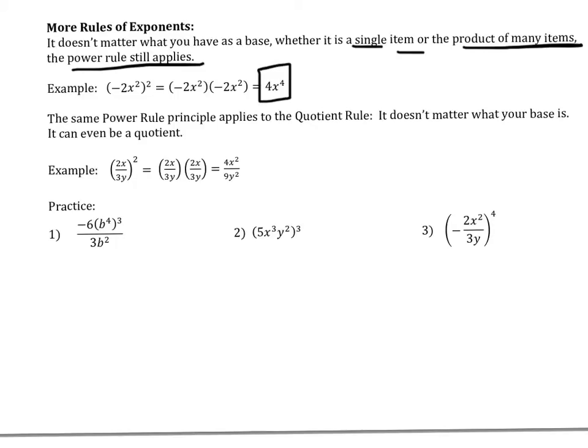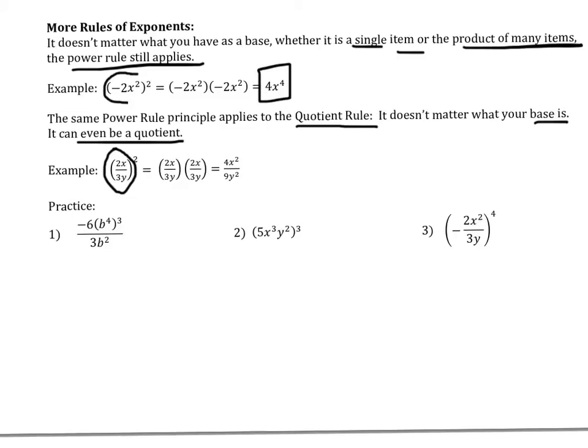And that same power rule principle applies to the quotient rule. It doesn't matter what your base is, it can even be a quotient, okay? So if I take a quotient, like 2x divided by 3y, and square it, I'm still going to have 2 of those multiplied together, which results in what's inside this original parentheses being squared.